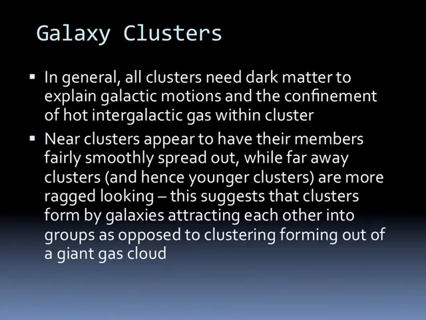Now, in general, all clusters need dark matter to explain the galactic motions and the confinement of hot intergalactic gas within the cluster. Near clusters appear to have their members fairly smoothed out, while far away clusters, and therefore younger because the light's taken longer to get there, so we're looking at them as they were a long time ago, are more ragged looking. This suggests that clusters form by galaxies attracting each other into groups, as opposed to clusters forming out of a giant gas cloud.